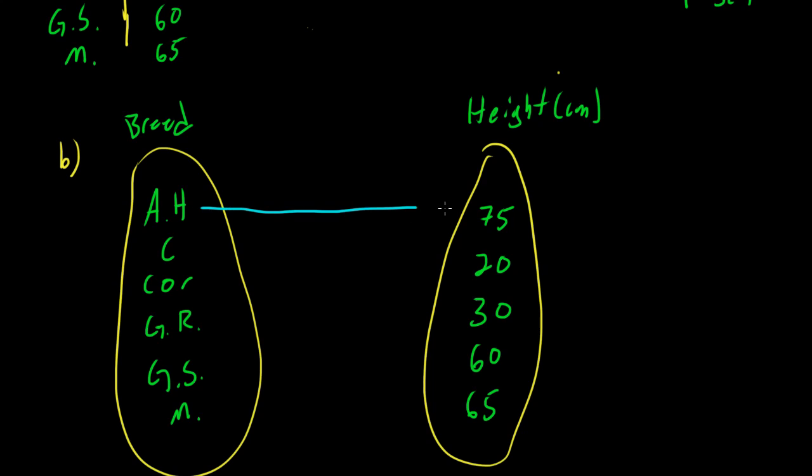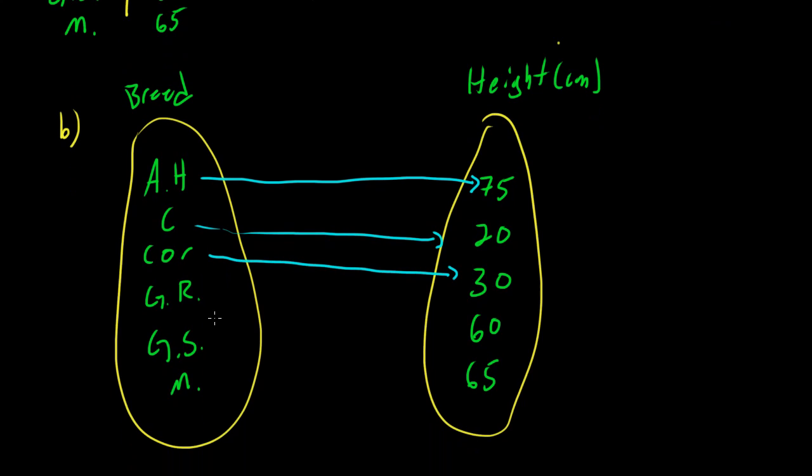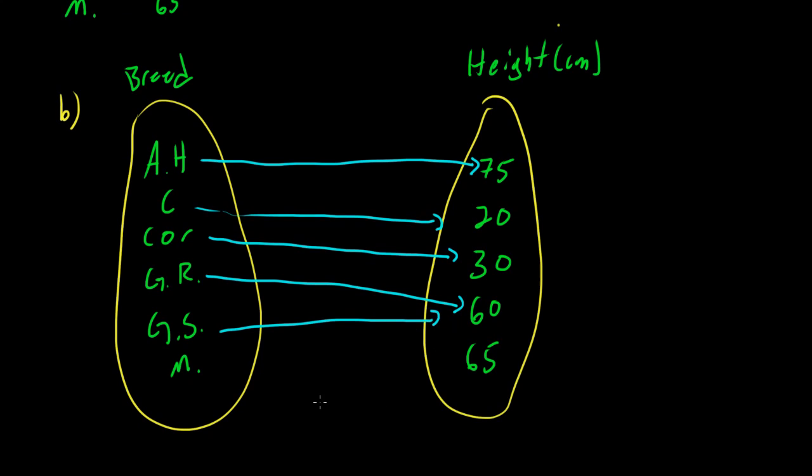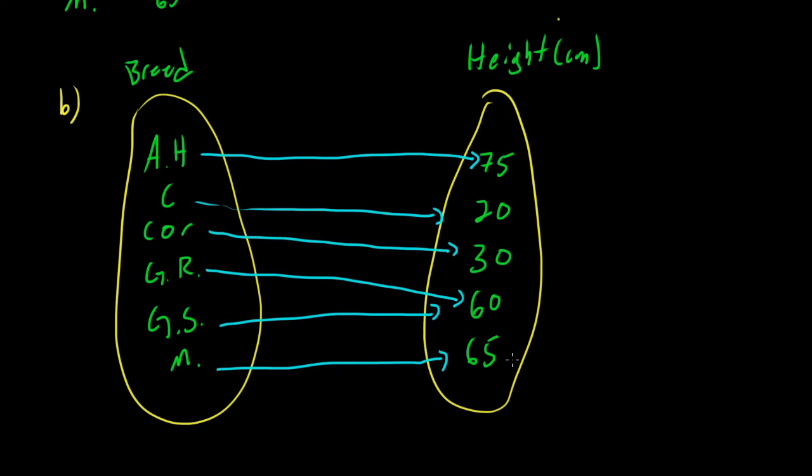So Afghan Hound goes to 75. Chihuahua goes to 20. Corgi goes to 30. Golden Retriever goes to 60, and this is what I was talking about. German Shepherd would go to 60. I would never have a double entry of 60. I would just have 2 arrows going towards it. And then a Malamute would be 65. So pretty easy, just relating it.